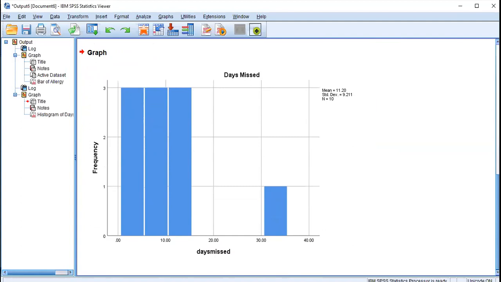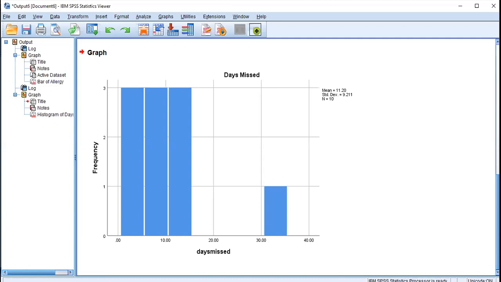So this is the days missed histogram, being scale data. We have gone for the histogram, you can see the graph. So the mean is 11.20, that's given to us.